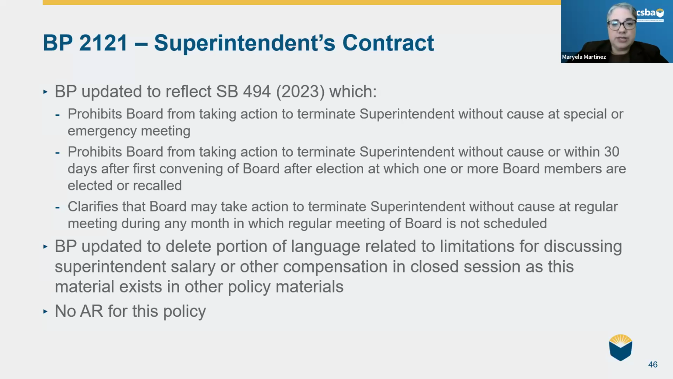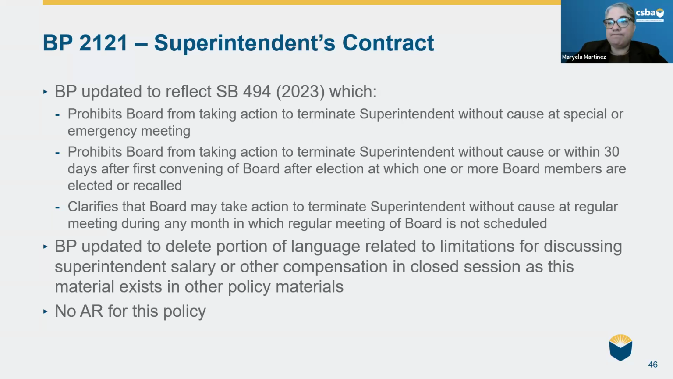I want to note that SB 494 not only applies to superintendents, it also applies to assistant superintendents. And I would finally like to reiterate that SB 494 only affects termination of a superintendent or assistant superintendent without cause. If you are talking about termination of the superintendent or assistant superintendent for cause, that's a totally different animal, and it falls outside of the purview of SB 494. So I'll turn it back over to Meghan, and she's going to discuss the changes to the policy required by SB 494.